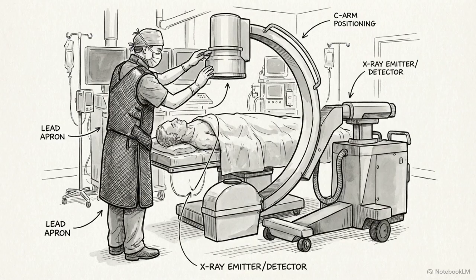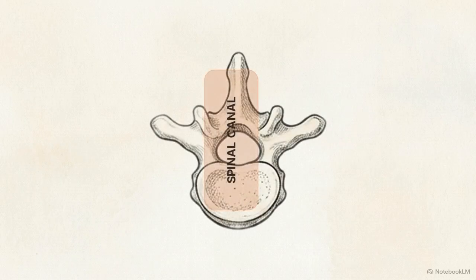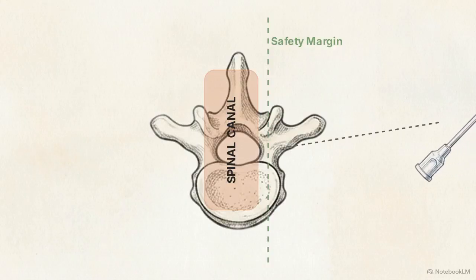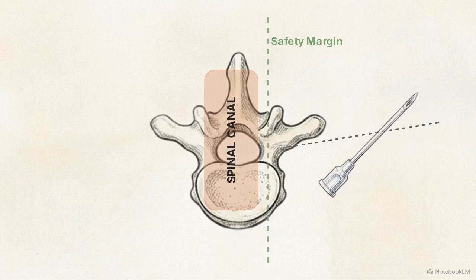To execute this safely, many specialists use a tunnel vision modified posterolateral approach. By placing the fluoroscopic X-ray machine, the C-arm, in a lateral position, the physician gets a clear coaxial view of the needle trajectory, ensuring they do not advance too far anteriorly and transgress the spinal canal.